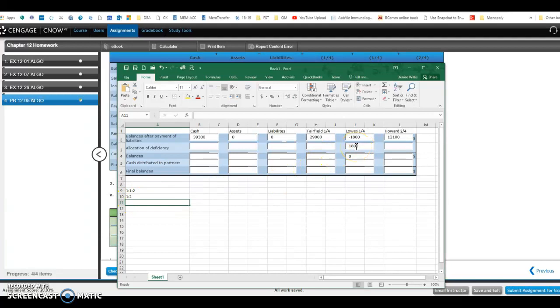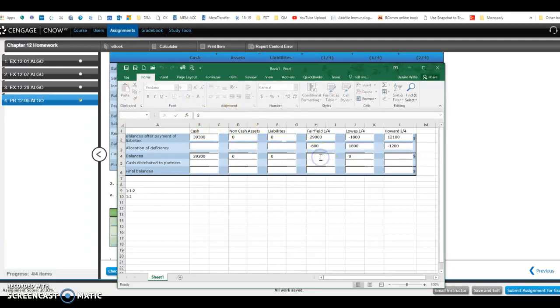So $1,800, 1/3 of that is going to be $600. So we'll allocate that there, and 2/3 of it is going to be $1,200. And we can allocate that. So now we need to get new balances. Cash is still $39,300. The non-cash assets are 0. Liabilities are 0. Remember, this really is non-cash. Let me type that out in case it confuses anybody.